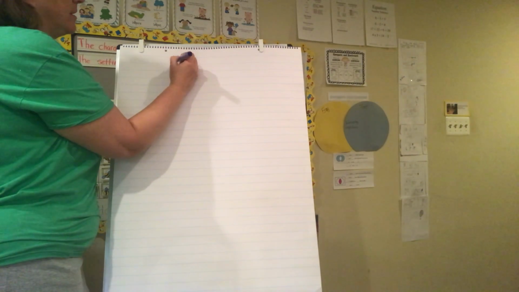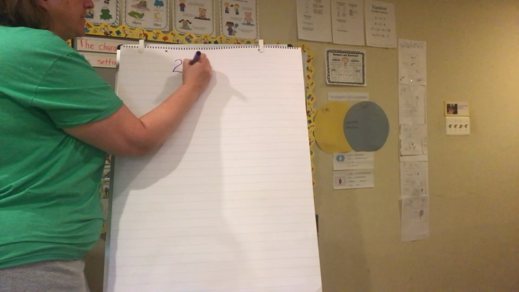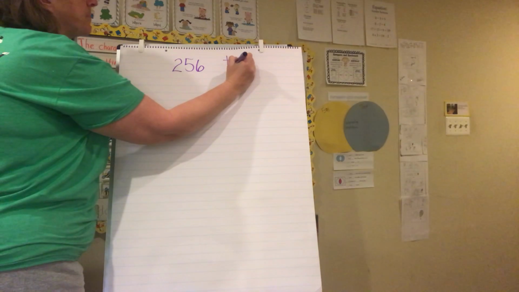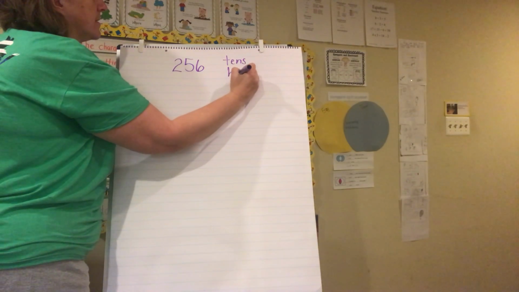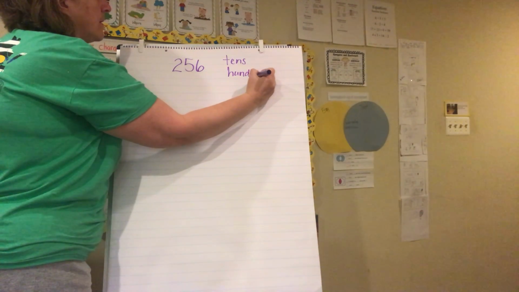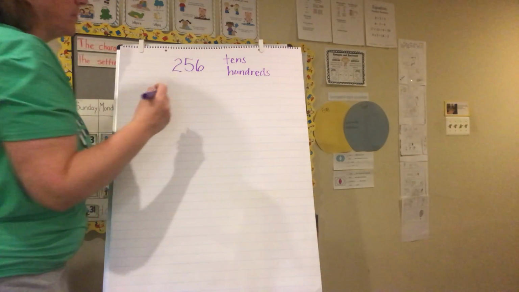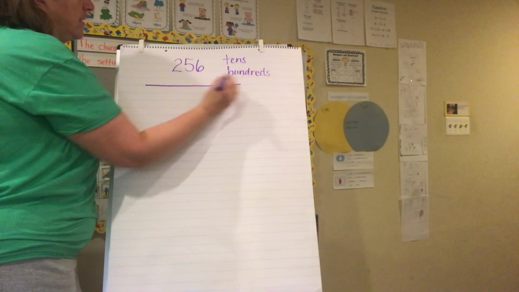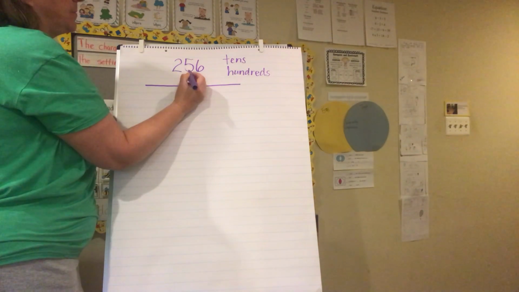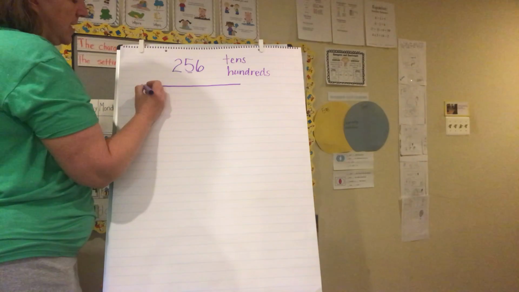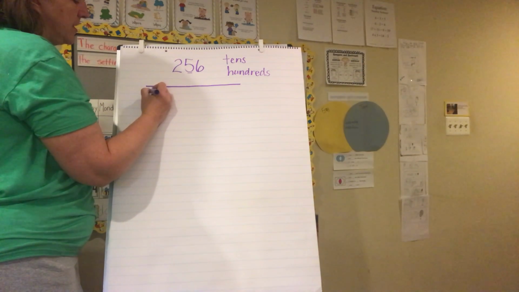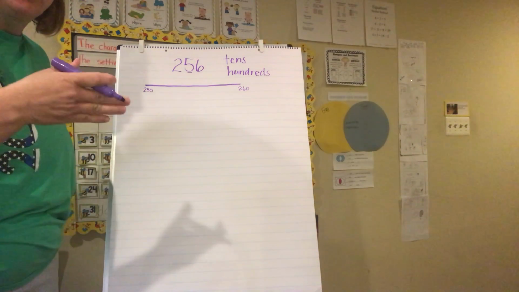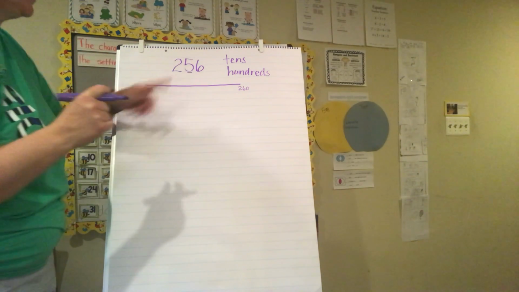Let's start with the number 256, and we're going to round that to the tens and to the hundreds. So we have a couple of things. The first thing we're going to do is plot it on a number line. Remember, when we look at the tens place, this would be 250 up to 260. I'm thinking of what two tens my number is between.